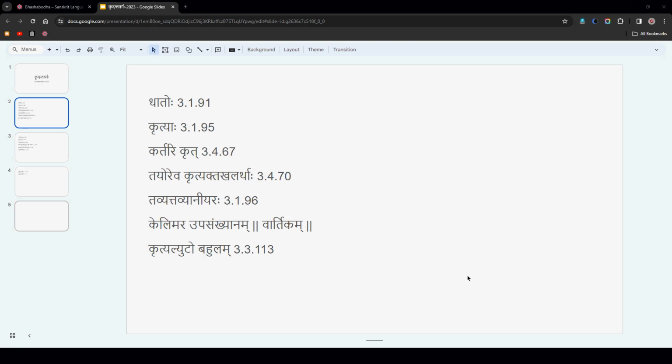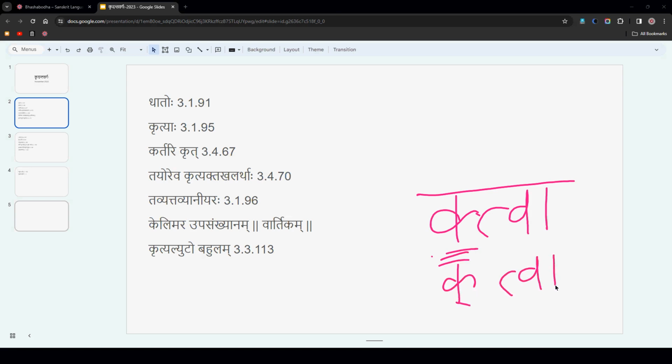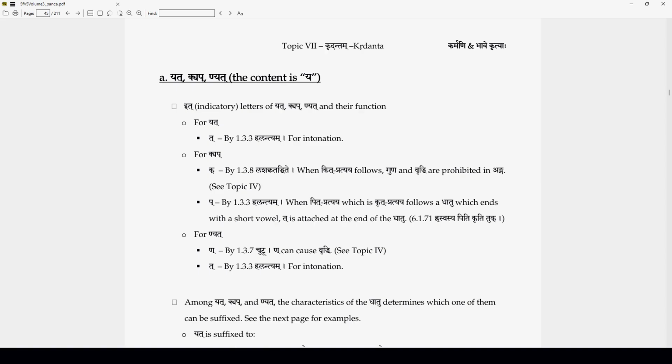For example, you see the twa pratyaya, the gatva, krutva, etc. The Ashtadhyayi uses the pratyaya called ktva there. Okay? In this, the it letter is the kakara, the first one. This is ka plus tva. So the first ka is the it letter here. That is what this book is referring to when it says it indicated letters of yat, kyap, nyat and their functions.